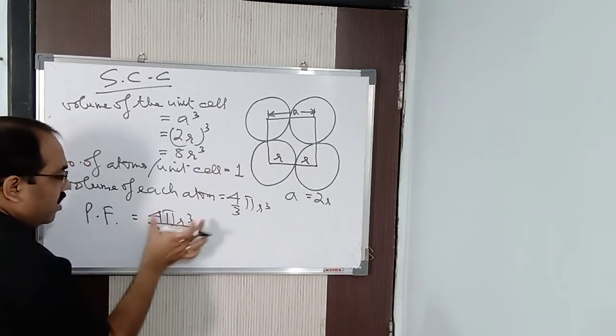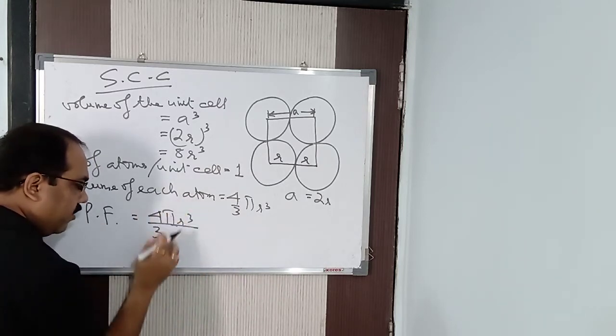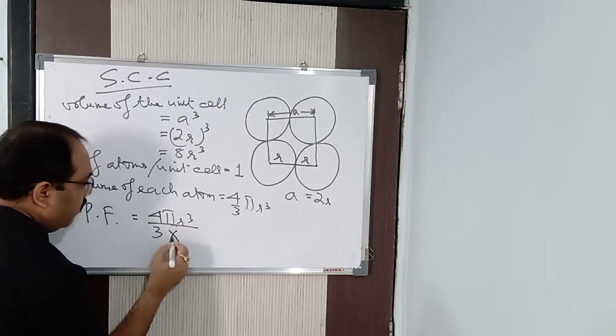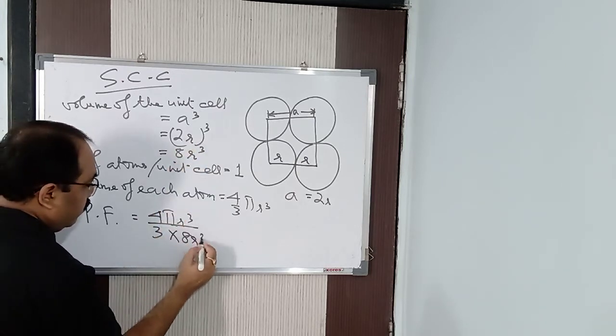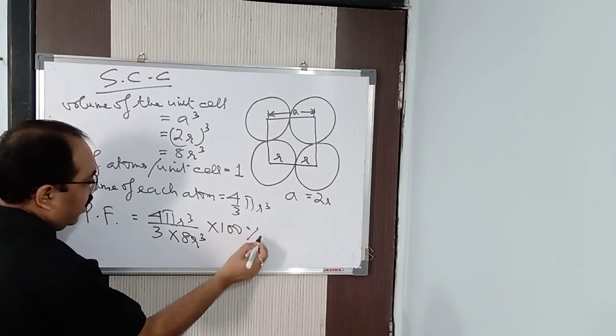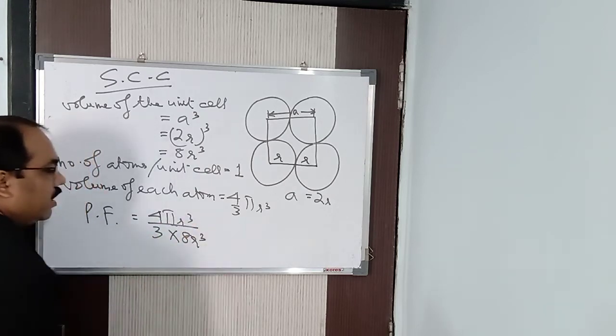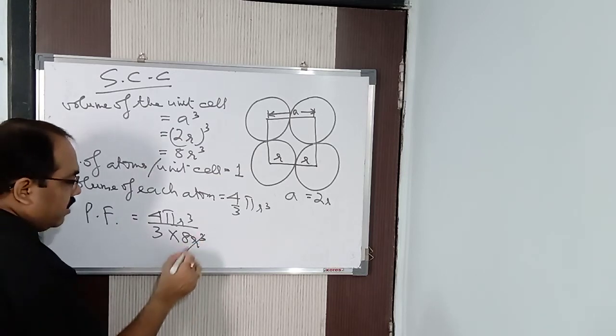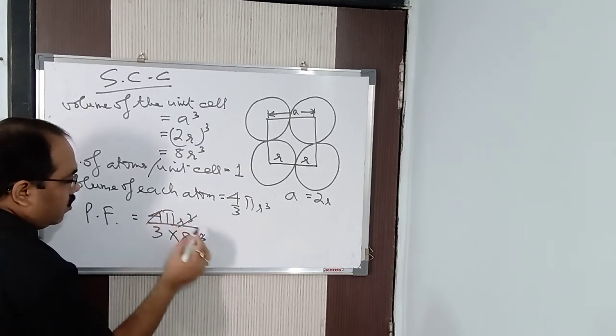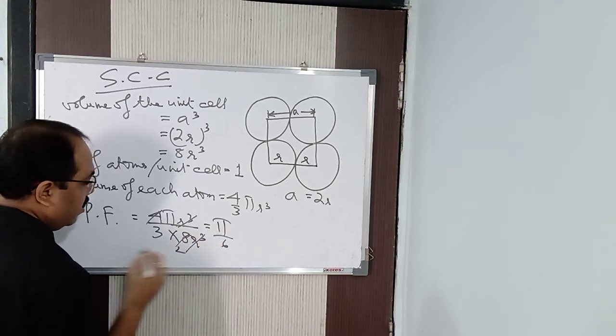Divided by, packing fraction is the total volume of atoms per unit cell divided by the volume of the unit cell. The volume of the unit cell is how much? 8r cube, into 100% if I convert it. Now if I keep only this much, then what do I get? I get the packing fraction. You cancel it: 4, 2, so pi by 6. So packing fraction is pi by 6.